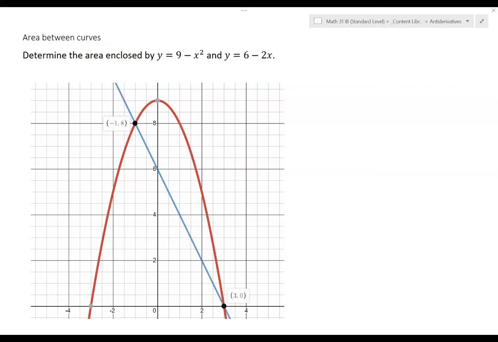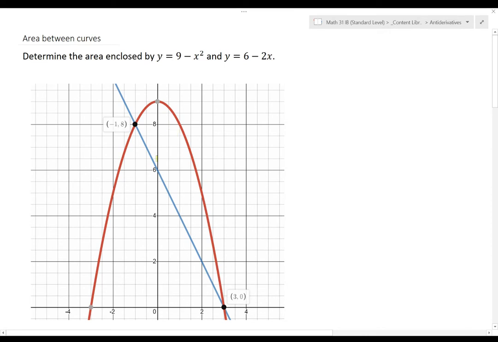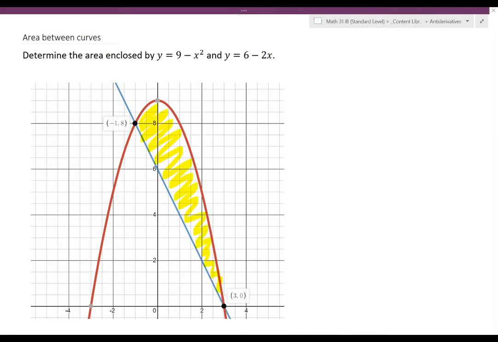Hello. We've seen already the connection between area and a definite integral and how we can use a definite integral to find the area between a curve and the x-axis. But now we're going to look at how we can use definite integrals to find the area between two functions. So if we want to determine the area enclosed by y equals 9 minus x squared and y equals 6 minus 2x, we are looking for the area, in other words, between these curves.